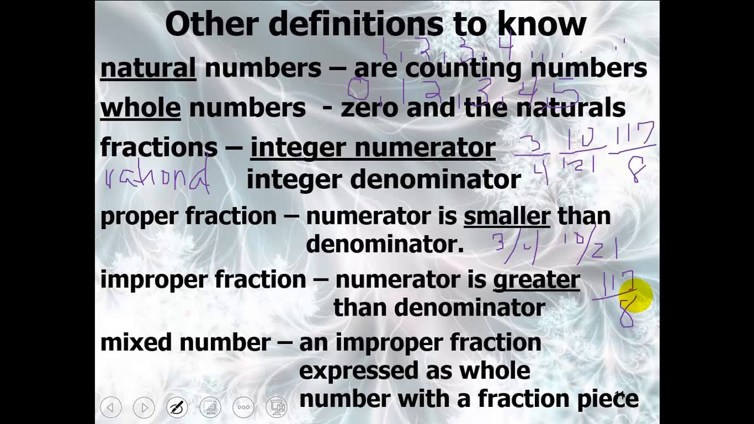A mixed number is an improper fraction expressed as a whole number with a fraction piece. So we would take 8 and divide it into 117, and we would get 1, and that would be 37, and so that would be 4, that would be 32, so it would be 14 and 3/8. So you do long division. This is the number of whole 8s, groupings of 8 you can get out, and then you'd have one grouping of 3/8 left over. So it's a whole number and then the fraction.